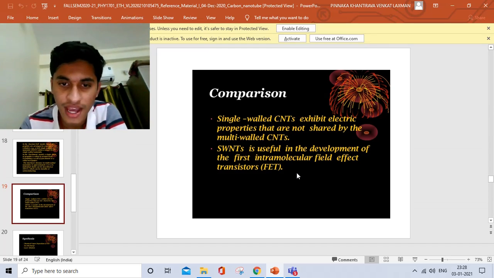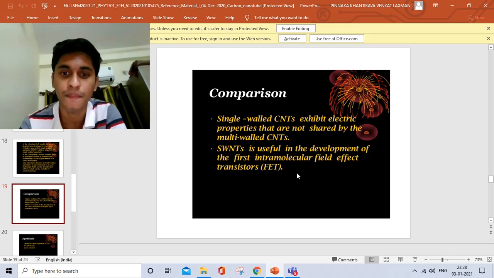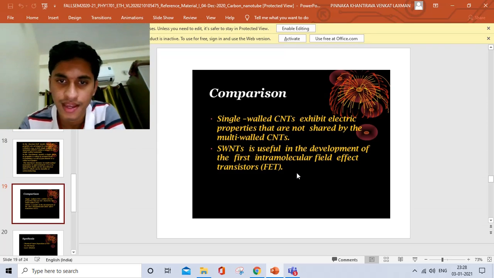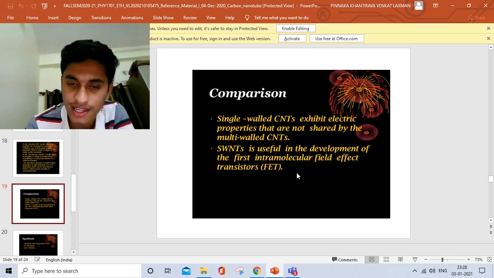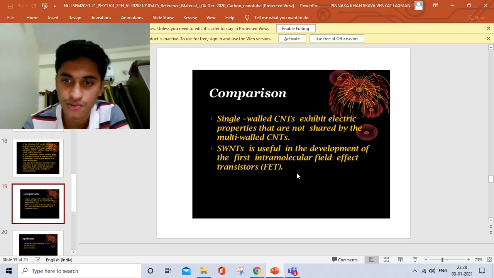Coming to SWNTs, they are useful for the development of the first intramolecular field effect transistor, FET. I think you people have some awareness in the semiconductor field. While studying the chapter on semiconductor devices, you will learn about MOSFET. In that, what is used is the single wall nanotubes.